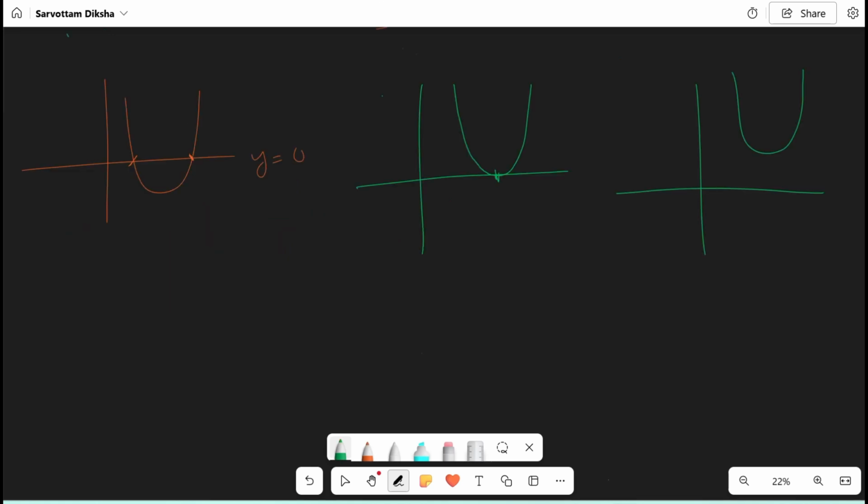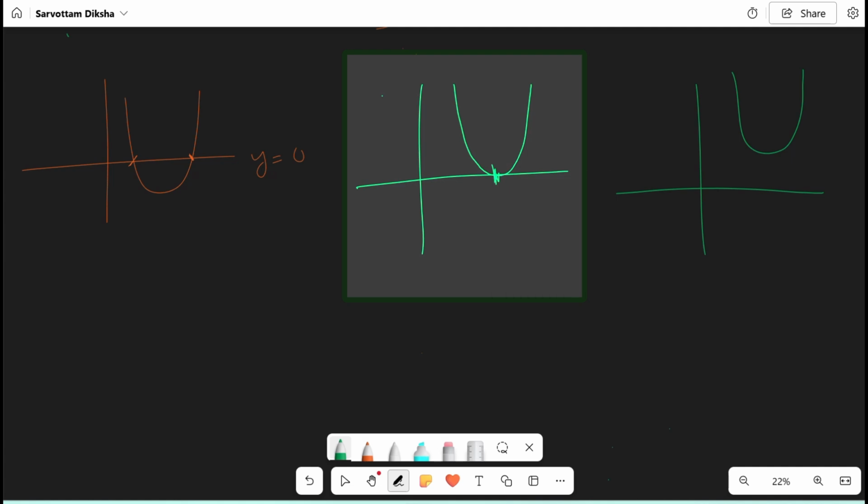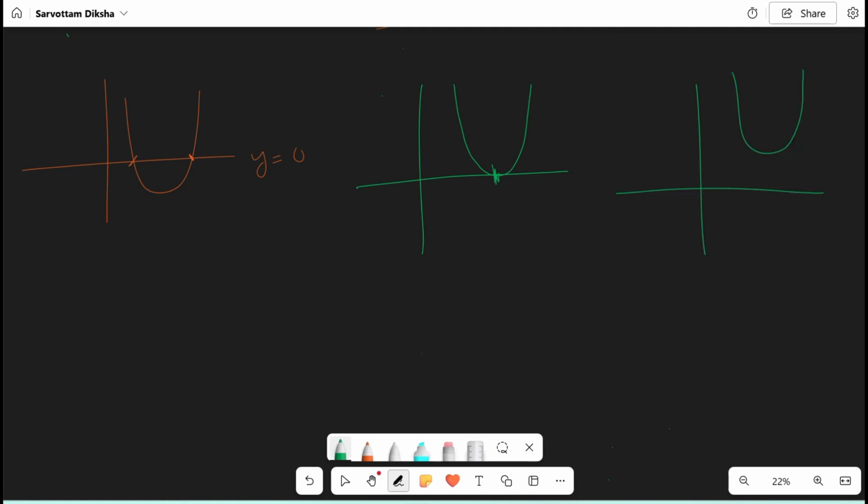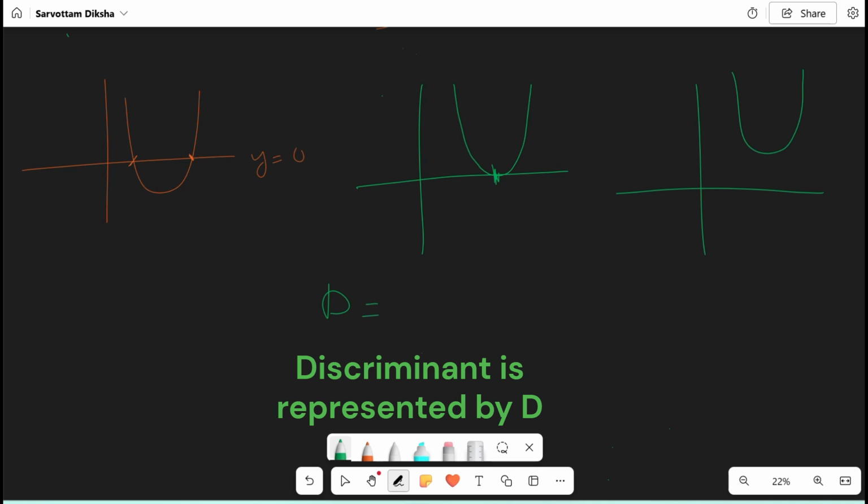Sometimes the turning point of the parabola touches the x-axis. So I have only one root over here. And sometimes the parabola turns before intersecting the x-axis. So no roots here. So to see what kind of roots are there, do we need to find the roots? No. There is a term called discriminant. D is b square minus 4ac.